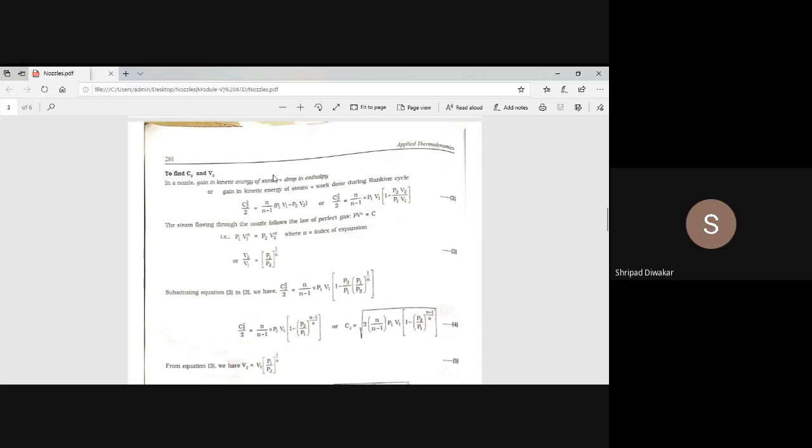The kinetic energy of the steam is C2 square divided by 2. This is the notation for the kinetic energy at exit. C2 square by 2 equals the drop in enthalpy, which is always equal to the work done, because during the change in enthalpy from inlet to exit, a certain amount of work is done. That work done is whatever work is done during the Rankine cycle. I am going to explain the Rankine cycle in vapor power cycles. So in this nozzle, just remember that the change in enthalpy is always equal to the polytropic work done.